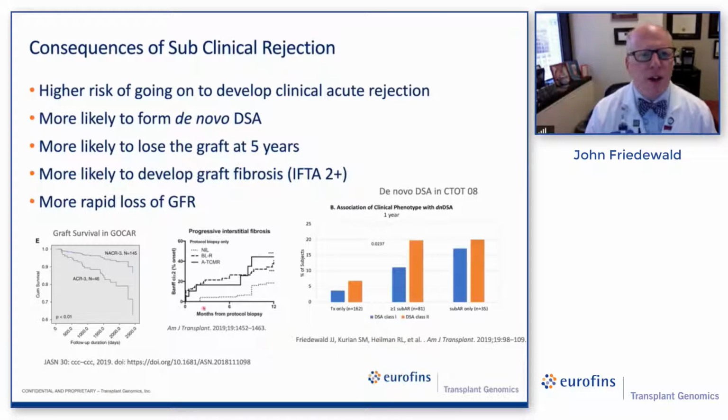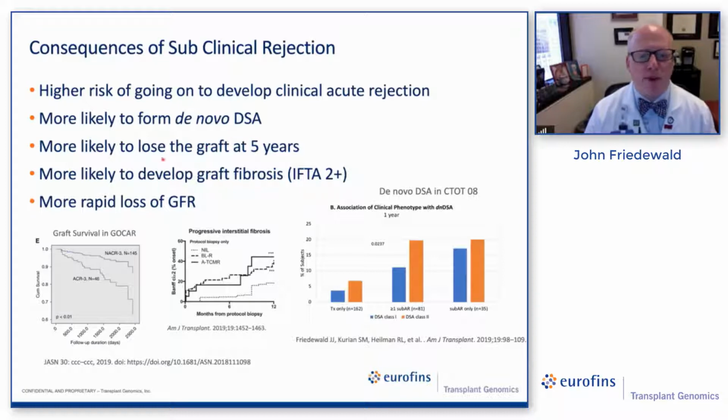So I mentioned it, but what are the consequences of subclinical rejection? Why do we care? This shows why. So we know from both the CTOT-8 and the GOCAR trial, as well as the other trials I mentioned, that there's a higher risk of going on to develop clinical acute rejection after an episode of subclinical rejection. Patients who have subclinical rejection are more likely to form de novo DSA, statistically significant.